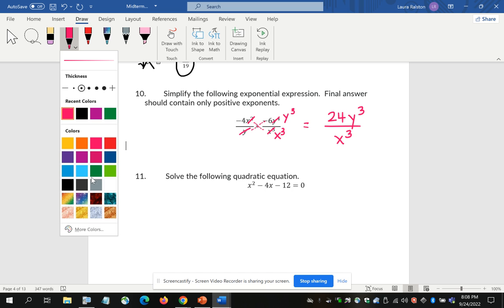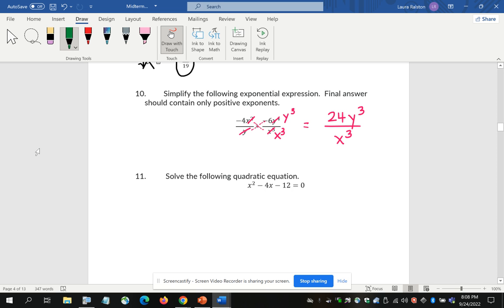Number 11 gets into quadratics, and it wants us to solve the quadratic equation. You have several methods for doing that. You can factor, or the second option is to use the quadratic formula. It doesn't specify a method, so you may choose whichever one you would like. I noticed that this particular one will factor, so I'm going to use the factoring method on this one.